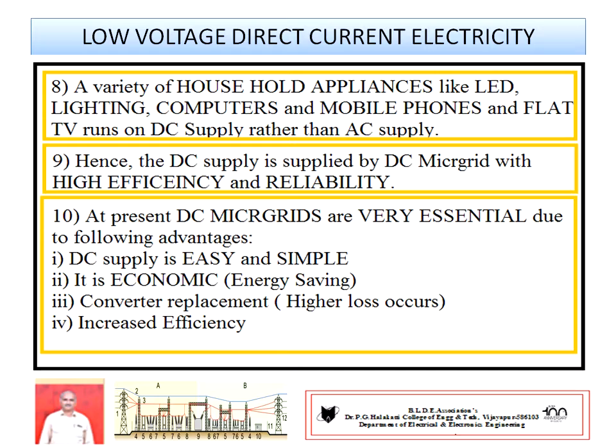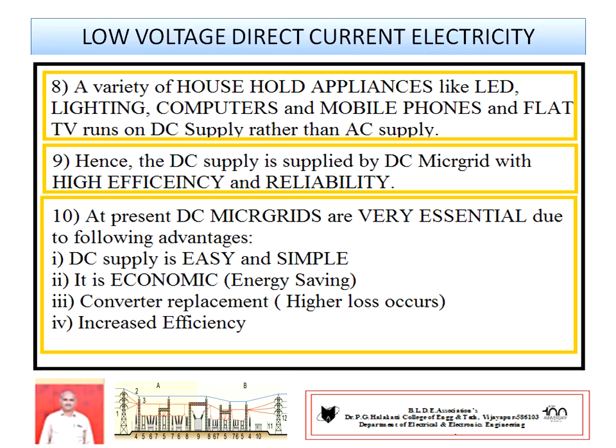These points show that consumer household appliances like LED lighting, computers, mobile phones and flat TVs need DC supply rather than AC supply. The demand for the above mentioned consumer appliances goes on increasing day by day, because these are very emerging electronic appliances that humans need. Hence, DC supply is provided by the DC microgrid, which offers high efficiency and higher reliability.